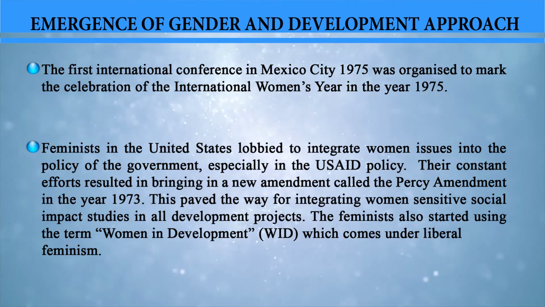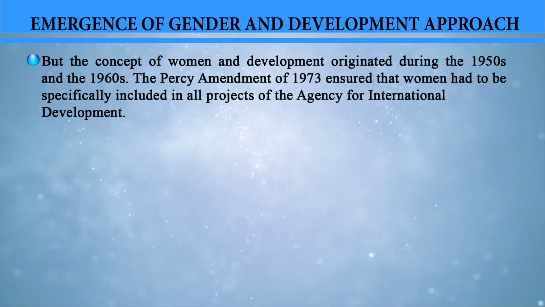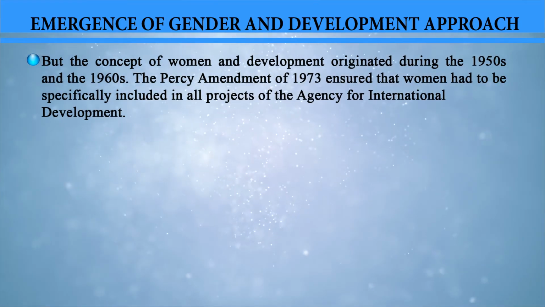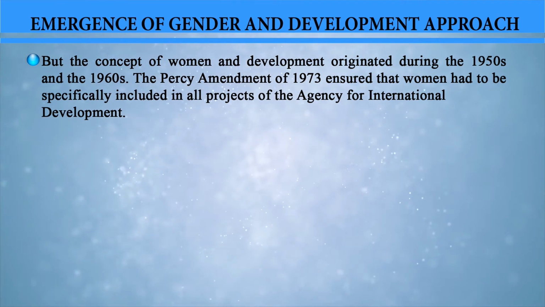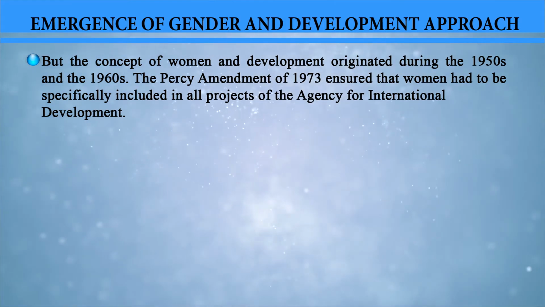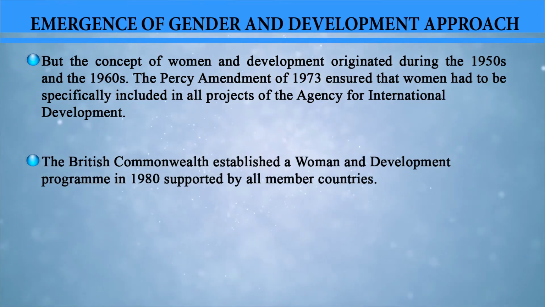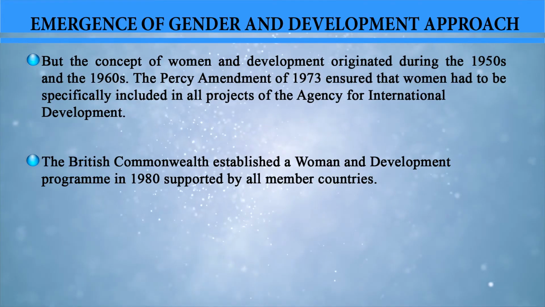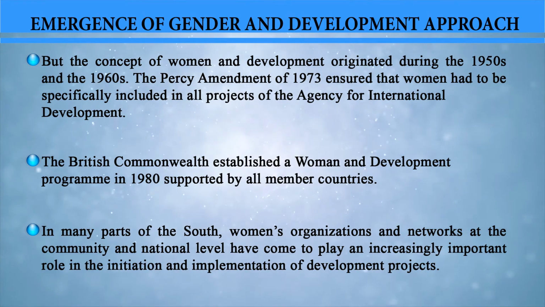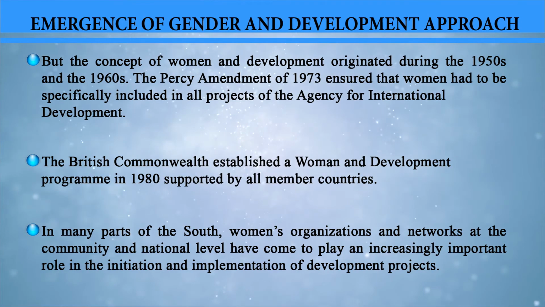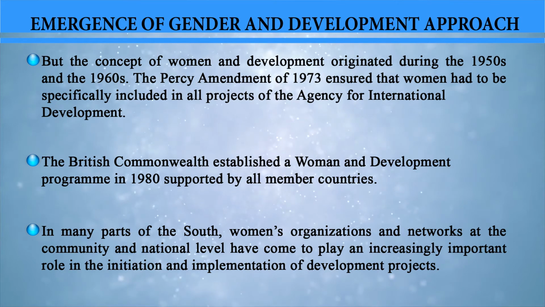The feminists also started using the term women in development, which comes under liberal feminism. The concept of women and development originated during the 1950s and 60s, but the Percy Amendment of 1973 ensured that women had to be specifically included in all projects of the Agency for International Development. The British Commonwealth established a Women and Development Program in 1980, supported by all member countries. In many parts of the South, women's organizations and networks at the community and national level have come to play an increasingly important role in the initiation and implementation of development projects.